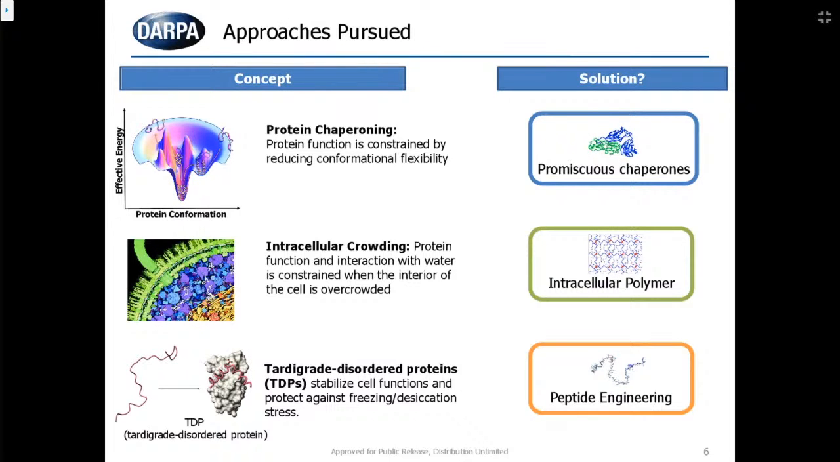Key to our inspiration for pursuing this class of interventions was the observation in the Boothby et al. publication that even individual tardigrade disordered proteins, when transferred into an unrelated organism, like a yeast, improved yeast desiccation tolerance when ectopically expressed, and could also protect enzymes from denaturation by heat and dehydration.